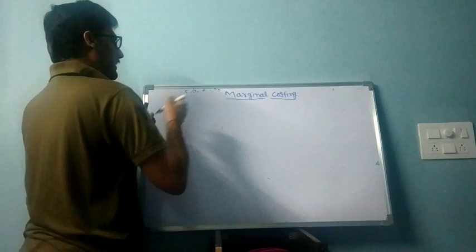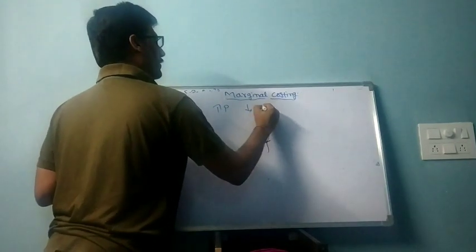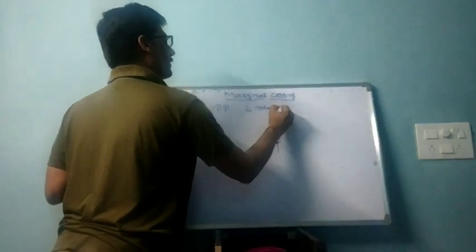So, for increasing the profit, what is the other alternative? You should reduce the total cost. Cost means total cost.